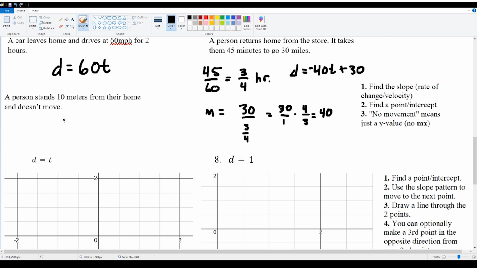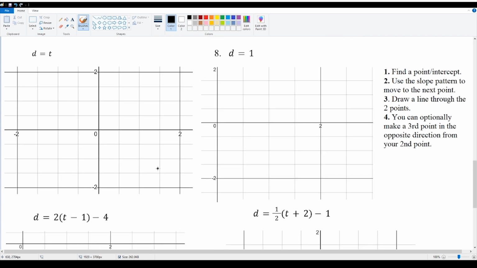In our third example, we have somebody standing 10 meters from their home and not moving. I don't think the fact that this is in meters is actually going to matter, because the really important thing here is that they are not moving. So they're 10 meters away from their home, which we could regard as positive distance. But we are not going to attach a t value, because having a time value would cause the person's position to change as you put in different t values.